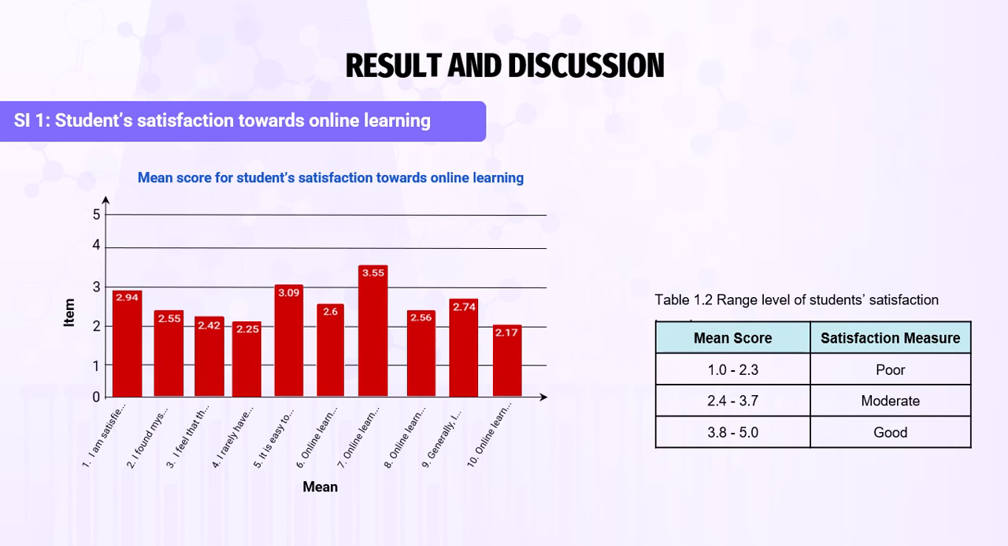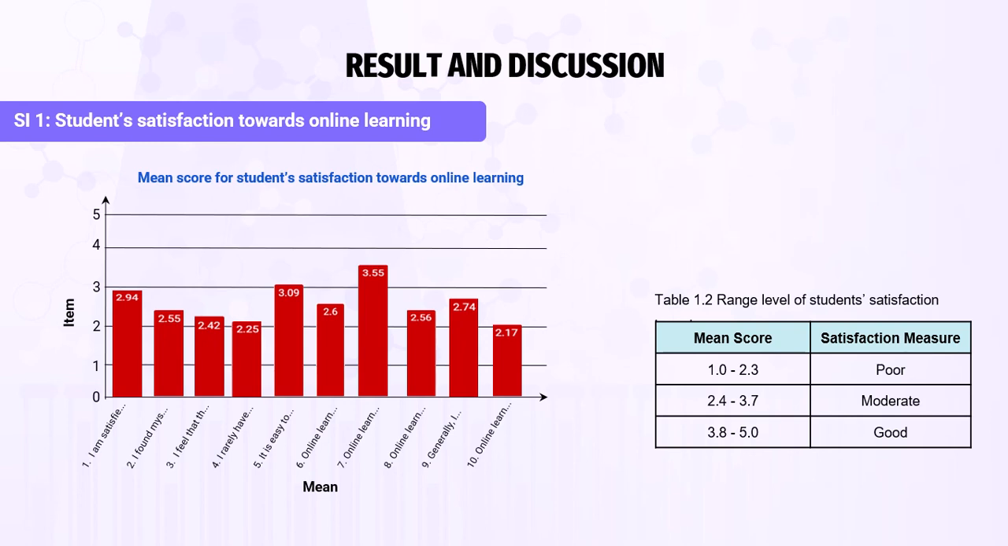For the second item, the mean score is 2.55, which is moderate satisfaction. It is because most of the students felt that it is hard for them to understand the lectures through online learning. Thirdly, the mean score is 2.42, meaning that the satisfaction is moderate. This is due to many students disagreeing that an online learning system makes it easy for them to interact with other students. Fourthly, the figure shows the mean score is 2.25, which is poor. This is because large numbers of students usually faced problems with internet connection during online learning.